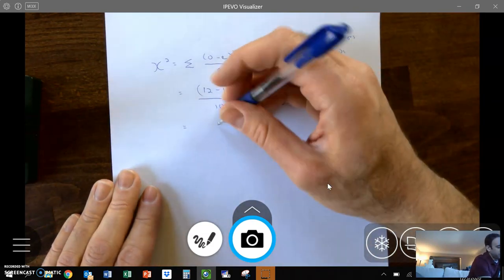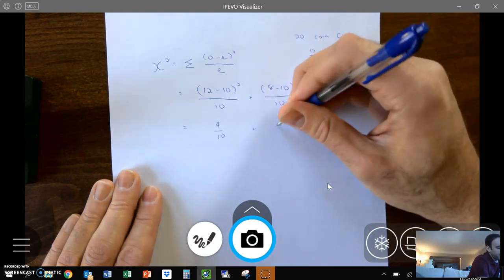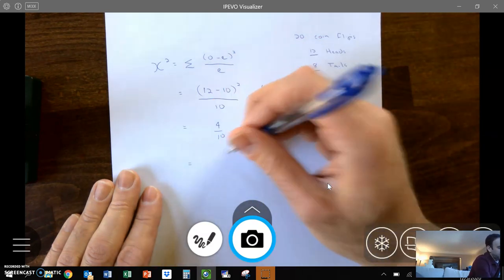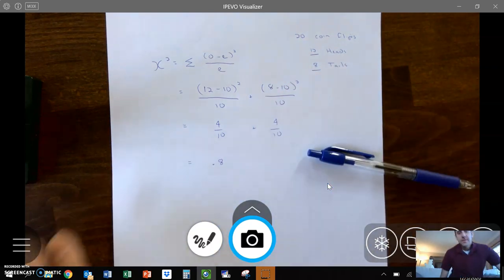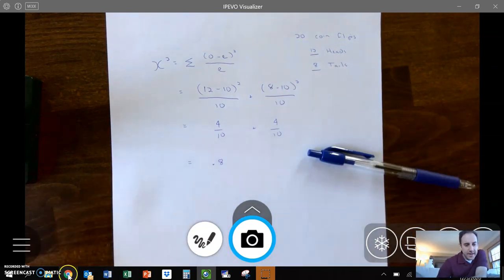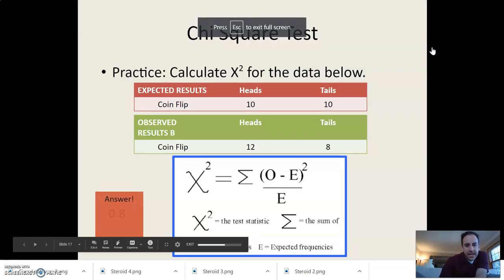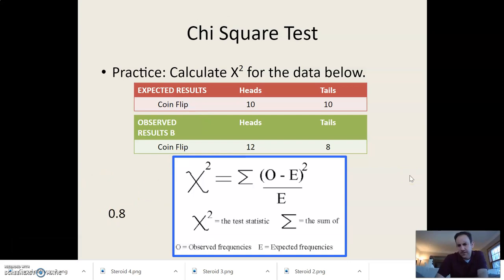So 2 squared over 10 is 4 over 10, plus 4 over 10, and that's 8/10, which, gosh, math fractions. How did I do? 0.8. I think that's the number I got. And because I never trust myself, I always put the answer on my slide, and oh my gosh, there it is. So we calculated the chi-square value as 0.8. Okay, so what do we do with that?